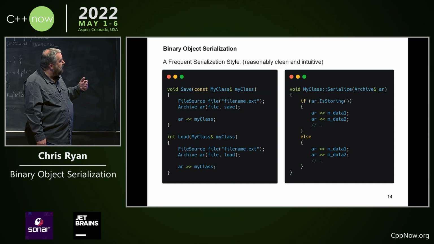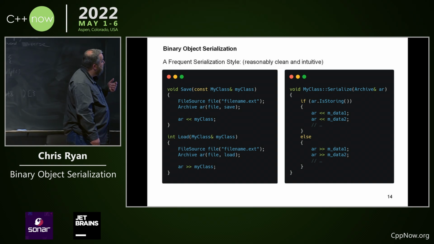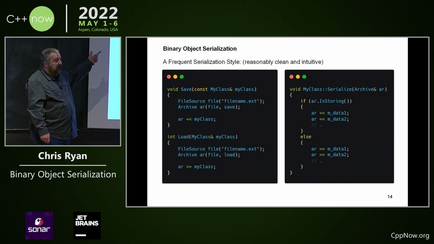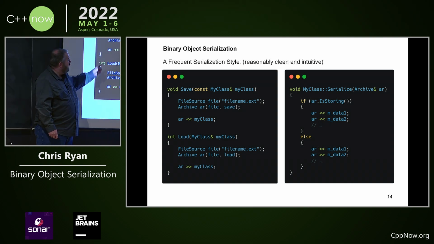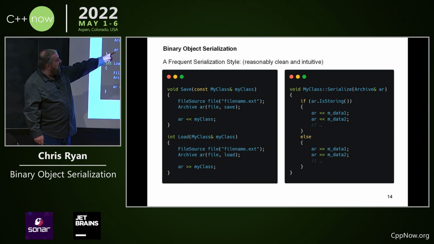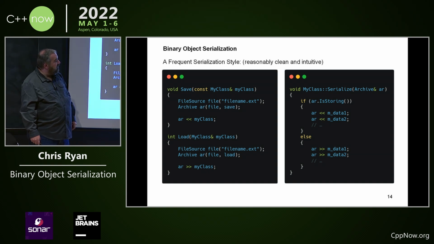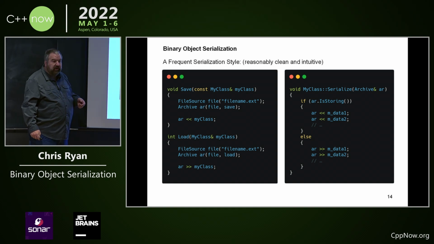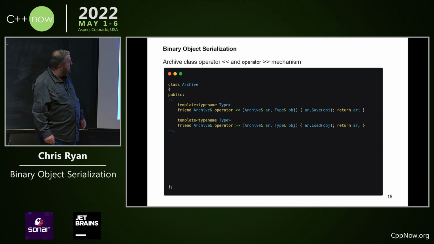This is a simplification. This almost basically runs. I have a file source where I get my data from. I give it to the archive object, and I just stream my class into it. To turn around and load it, I open the file, I create an archive and I load and I stream into it. Most classes have a serialize function. I just ask the archive, is it storing? And I just stream each data member out. Is it loading? I stream it back in. Pretty straightforward. I think many of you have seen something along those lines.